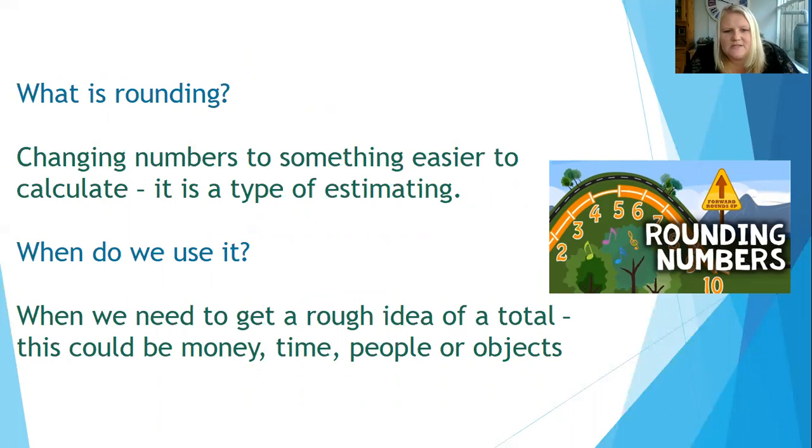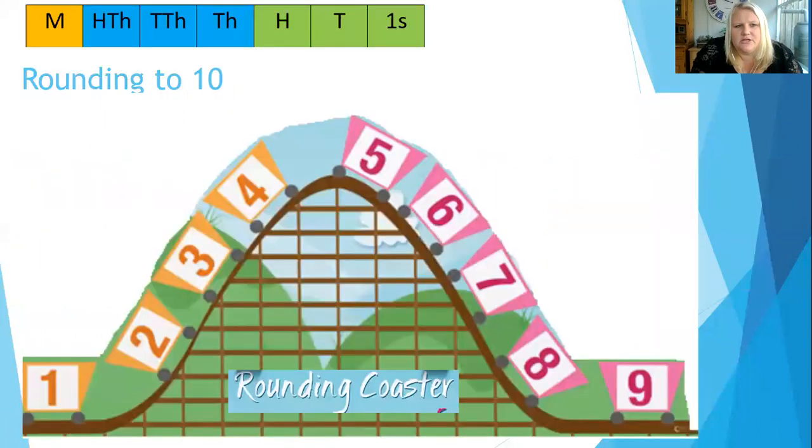So it could be to do with money, it could be to do with time, it could be to do with people, objects, but you use rounding to get a rough idea of what you're doing, and you change the number to an easier whole number normally. So it could be you round it to the nearest 10, or the nearest 50, the nearest 100,000, whatever is going to be most useful to you.